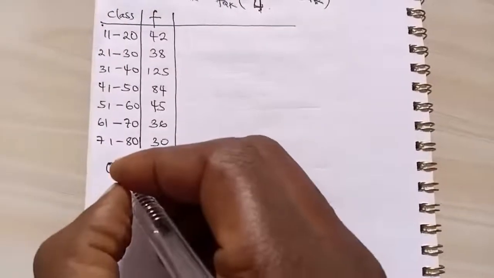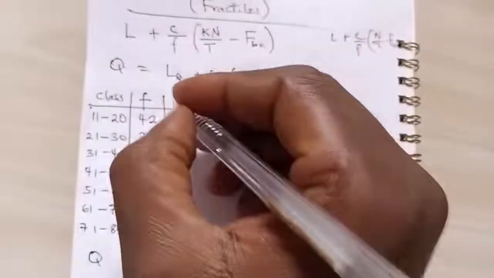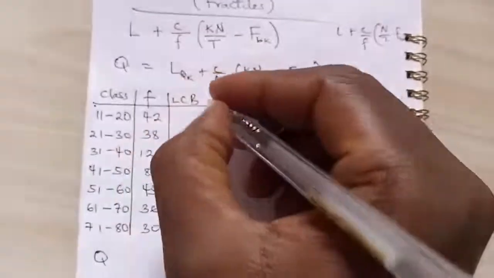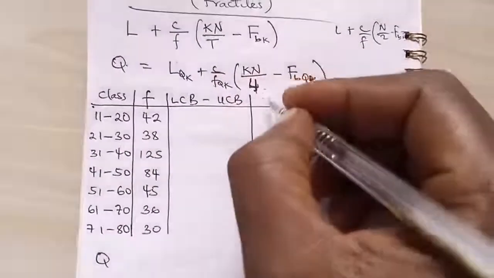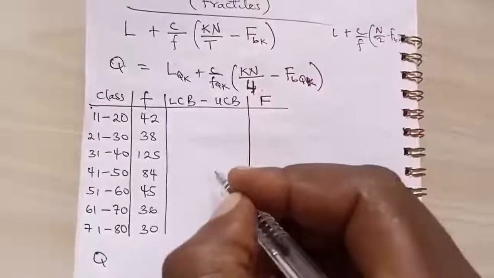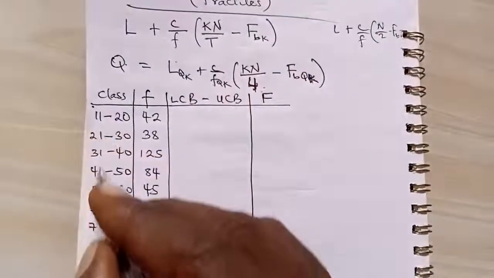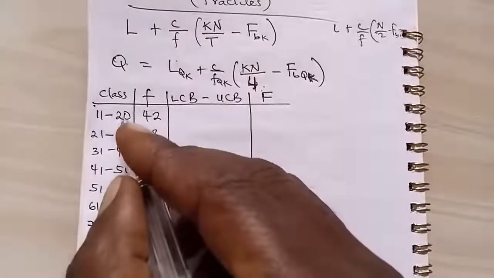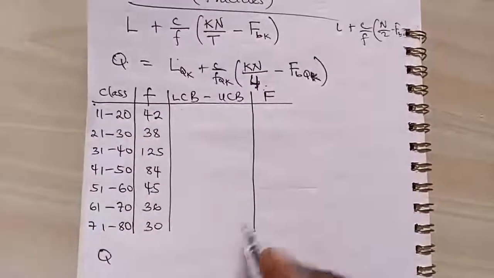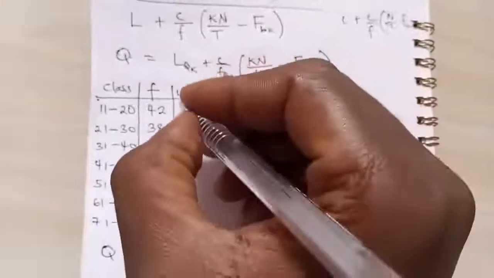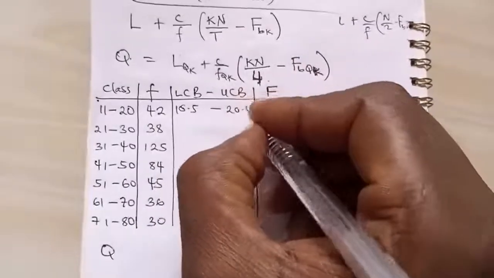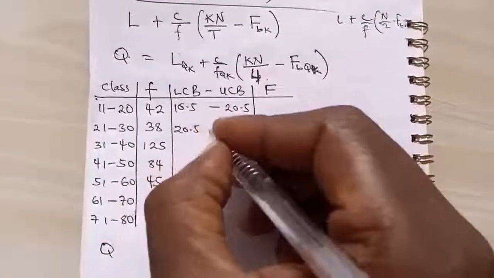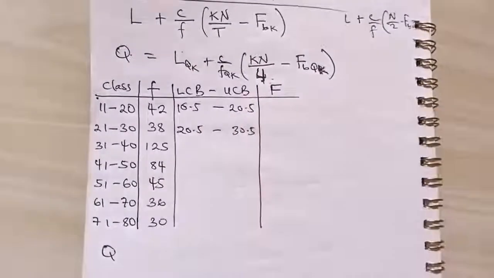So let's look at the first quartile of this particular table. What we're going to do is create the class boundaries. Here is the lower class boundary, and here is the upper class boundary. We also have the cumulative frequency. What we do here is remove 0.5 here and write it here, and add 0.5 to these and write it here, because they are all whole numbers. So here becomes 10.5 to 20.5, 20.5 to 30.5.